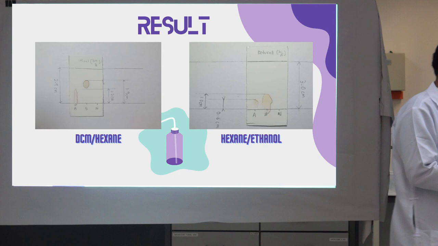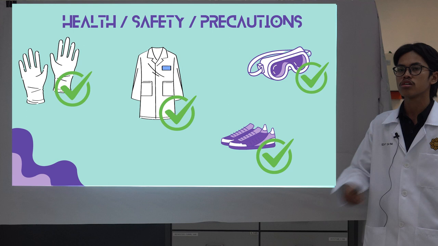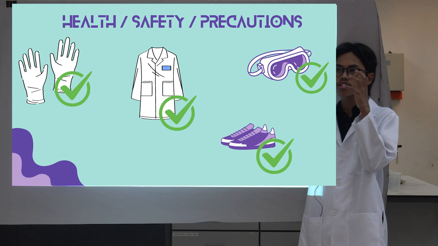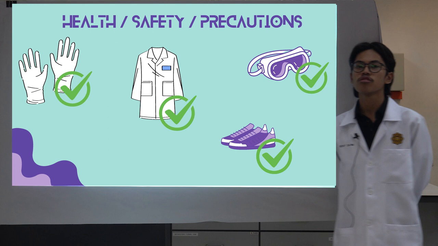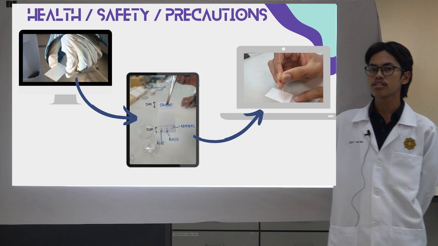Hi everyone. We are moving to the next part, which is health, safety, and precautions. It is quite common when we do an experiment that we must wear gloves, a lab coat, and shoes, and also wear safety glasses, because in this experiment we are using shortwave UV light, which can cause damage to your eyes.